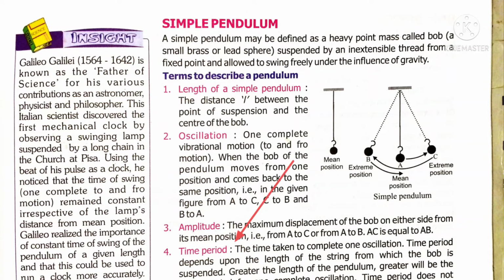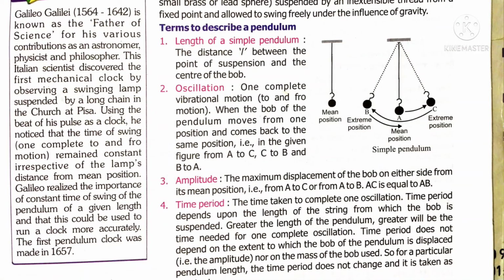The next important term is time period. What is time period? The time taken to complete one oscillation, or one to and one fro back motion of the bob of the simple pendulum, is called the time period.